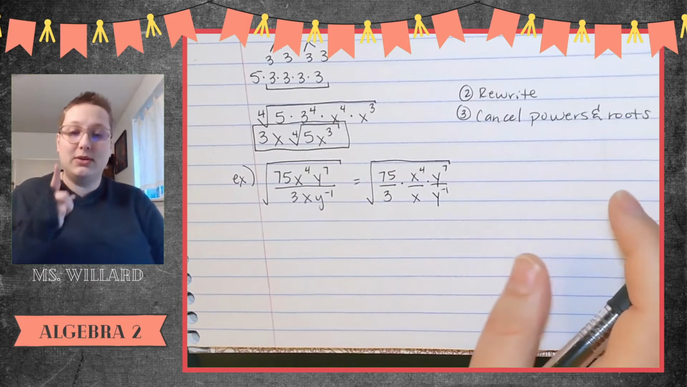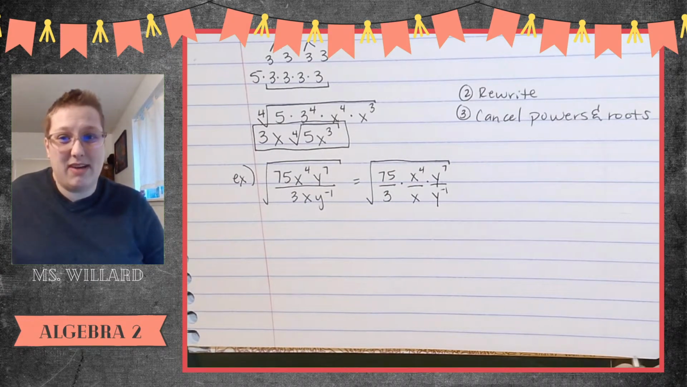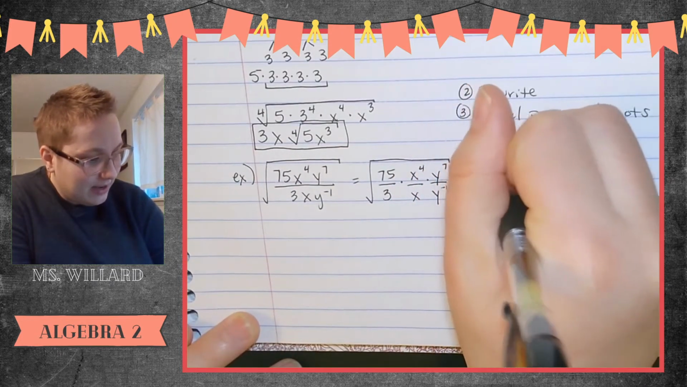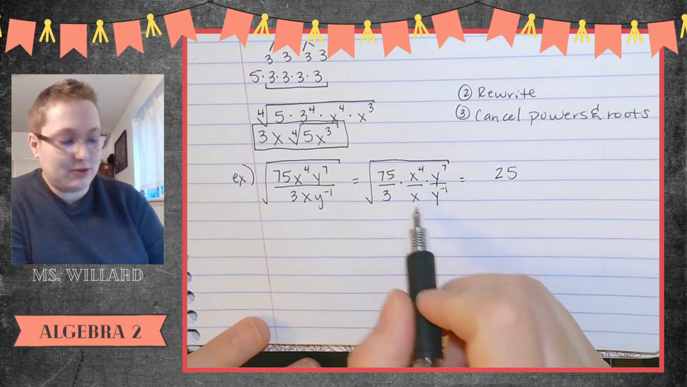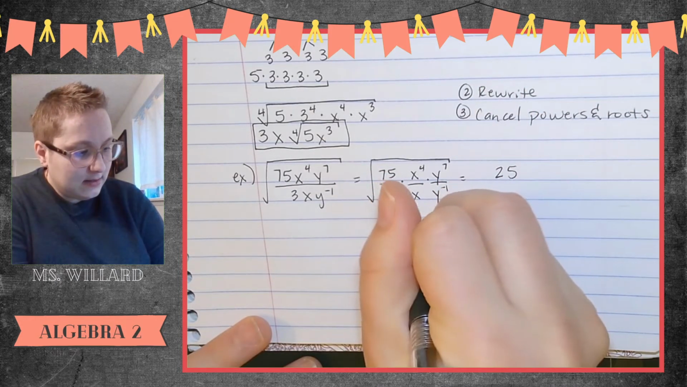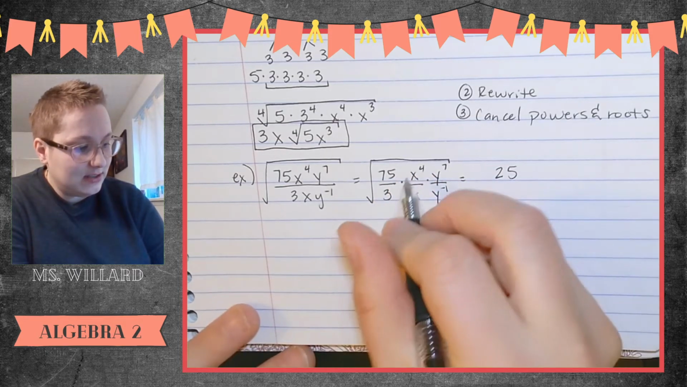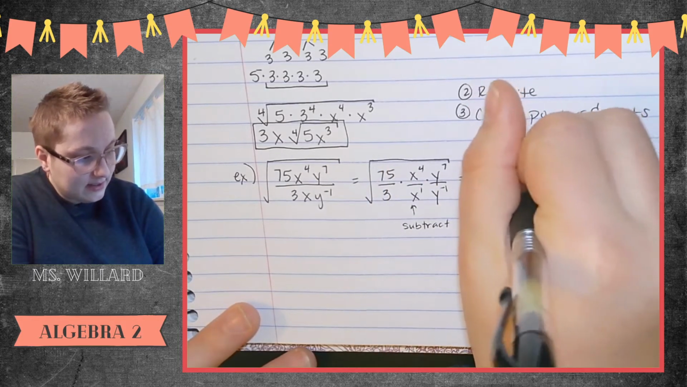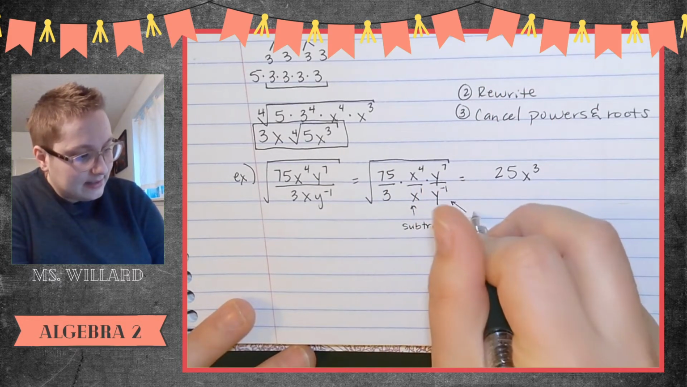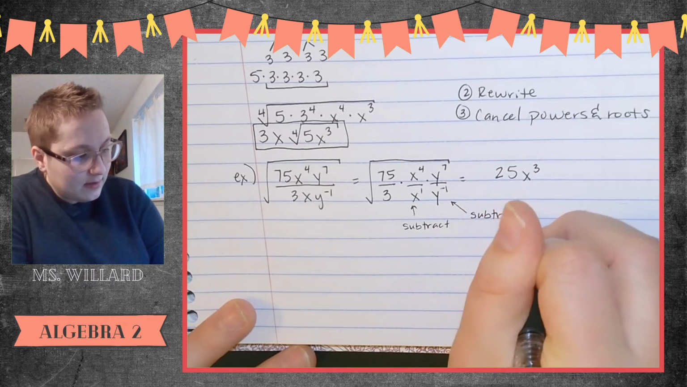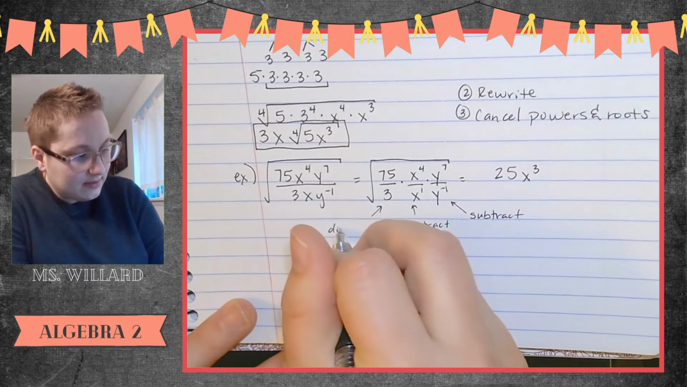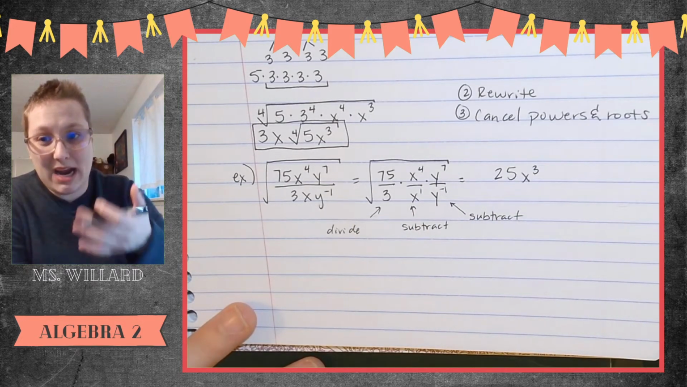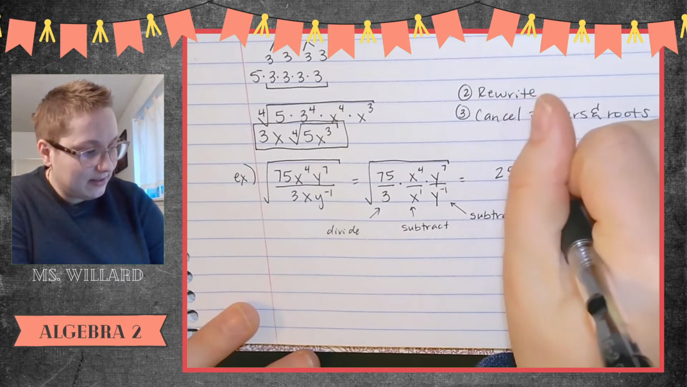So 75 over 3, I think that's 25. Yeah, so that's 25. And then remember I subtract when it's division. So x to the fourth minus x to the 1 is x to the third. And then y to the 7th over y to the negative 1. If I do 7 minus minus 1, that's a plus. So this is actually y to the 8th.